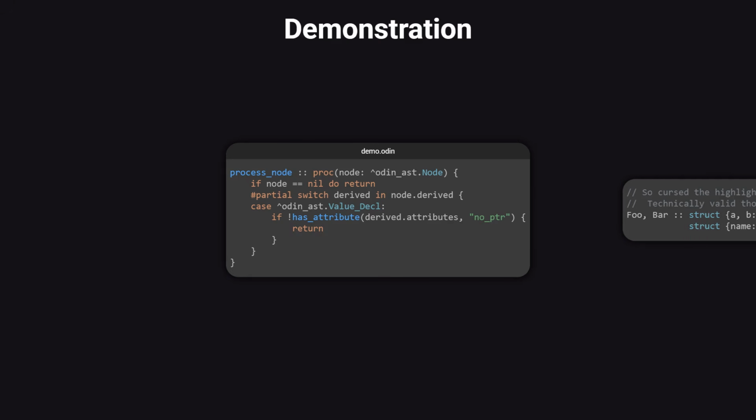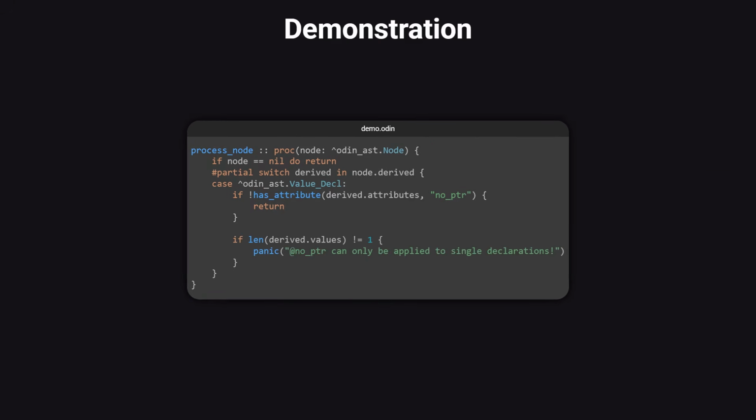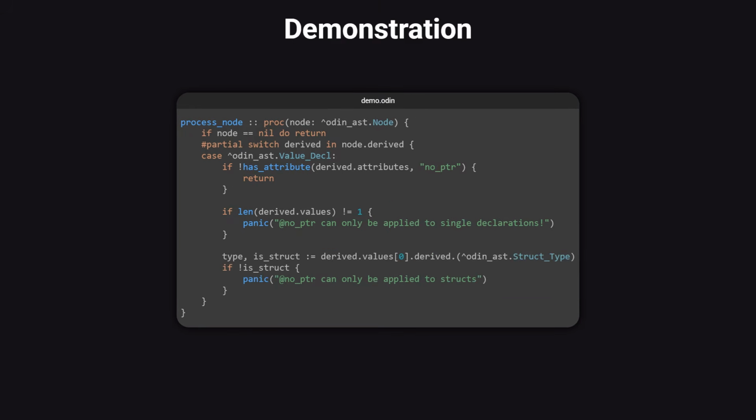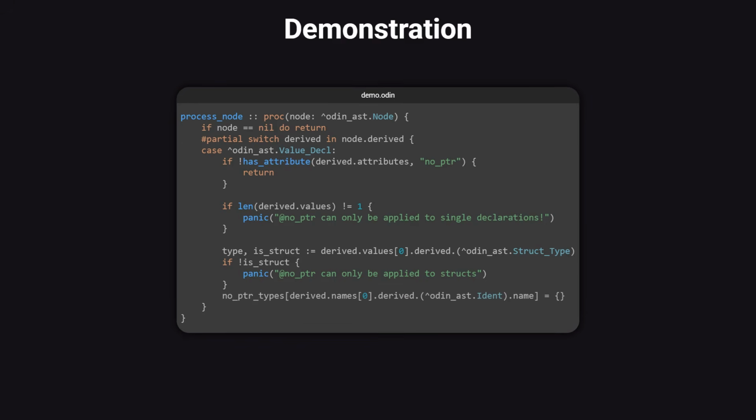Now that we know there's only one value, let's check to see if it's a struct. If it's not a struct, I'll do another panic. Of course, you'd want better error handling here for your own program, and maybe even support for other types, but not here. Otherwise, we're actually good to go. We've ensured that the type has the right attributes and that it's applied to a struct, so we can save the name of the struct in our little table of no pointer types and move on.